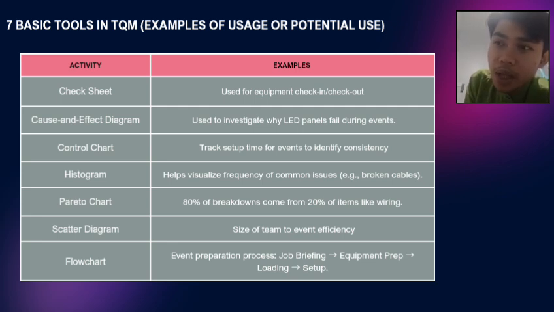Number four is histogram. It helps visualize the frequency of common issues like broken cables or any missing equipment. Number five is Pareto chart. 80% of the breakdowns come from 30% of items like wiring. This shows what usually makes our setup fail during events. Number six is scatter diagram. This shows the relation of the size of the team to event efficiency. And lastly is flowchart. This is for the event preparation process, from briefing to equipment preparation, loading, and setup.